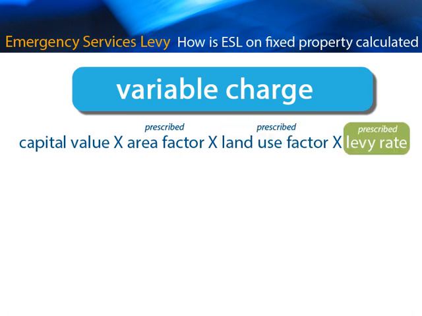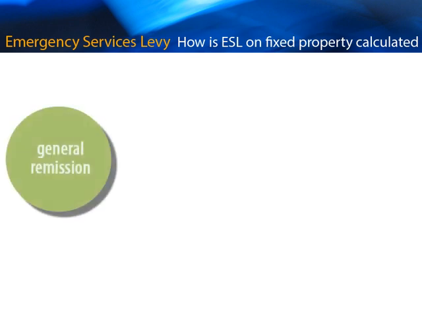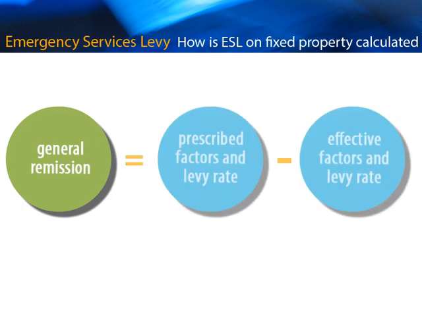The final component for the variable charge is the levy rate. The general remission is the amount the state government contributes on behalf of eligible levy payers to the Community Emergency Services Fund. It is the difference between calculating the Emergency Services Levy variable charge, using the prescribed factors and levy rate, and the effective factors and levy rate.